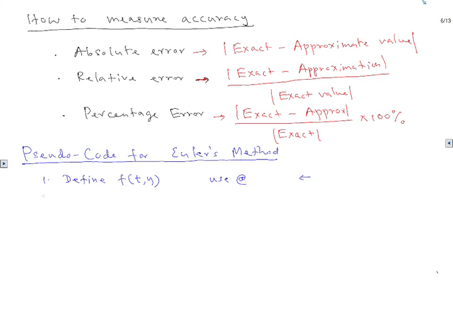Okay, number 2, we can input the values. We can input the values t0 and y0. Those two are given. And then number 3, we can input the step size h, or the number of steps.